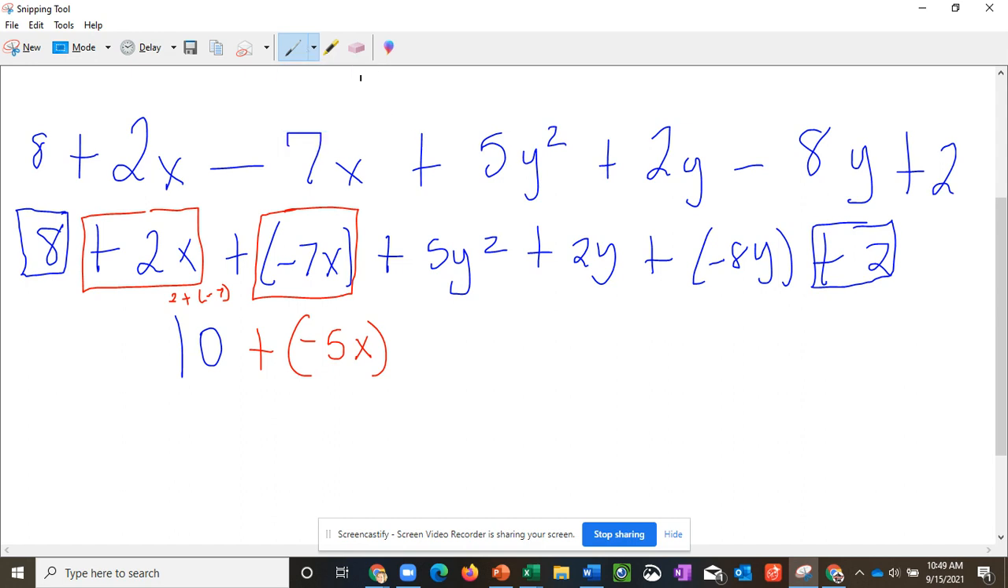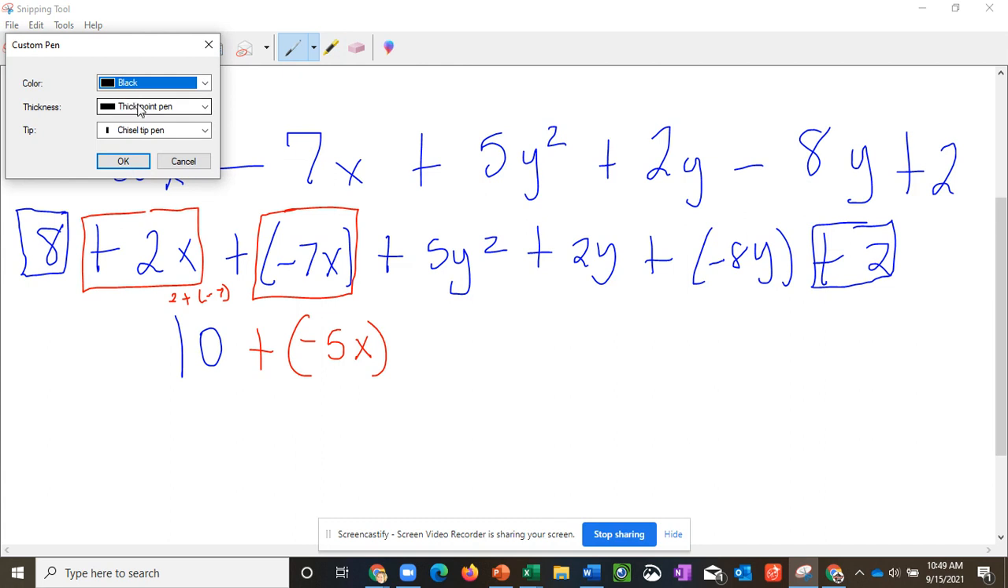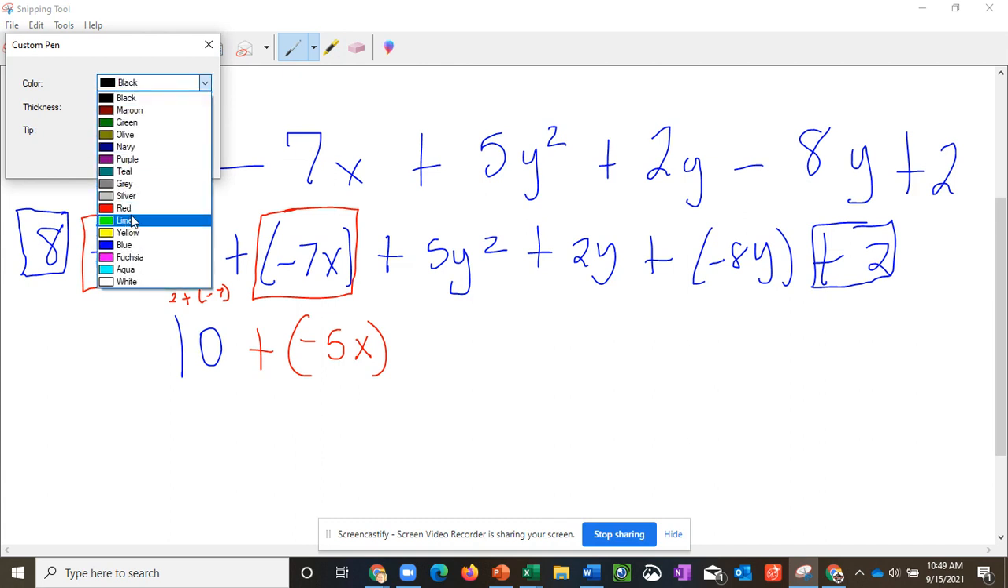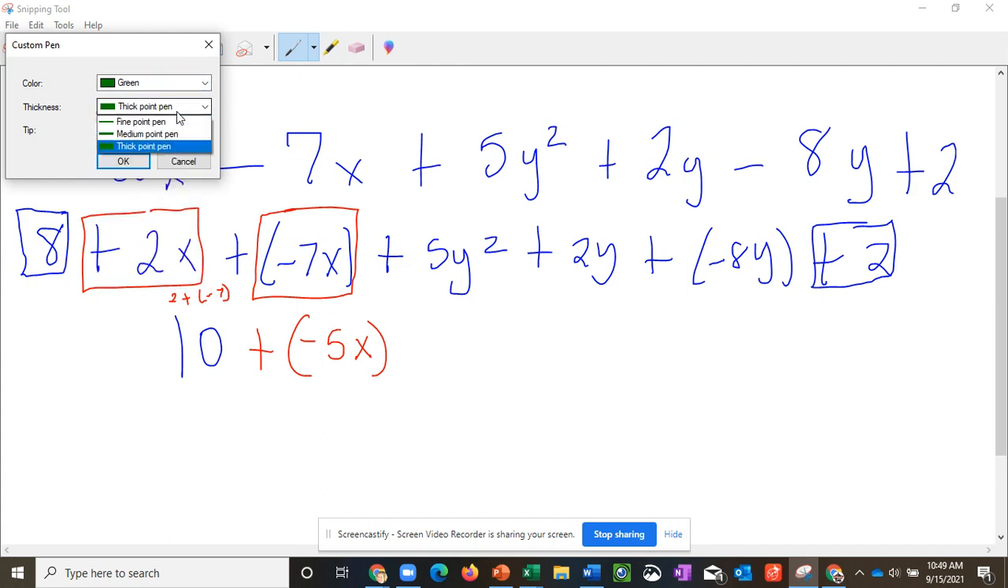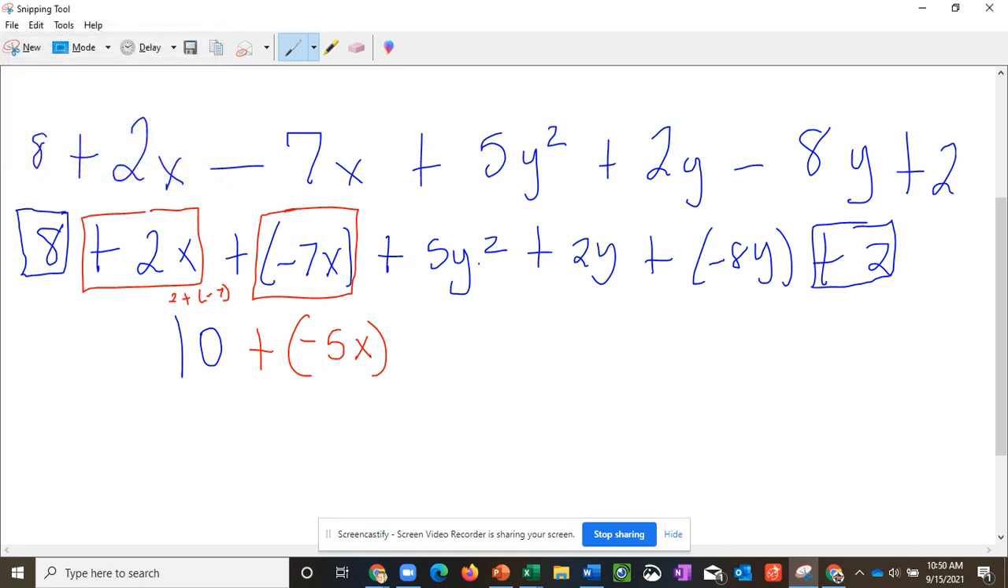And then let me get a custom pen out so that I can change my color real quick. Let's do this green. And there we go. All right, so now I'm going to look. Oh, I have a positive 5y squared. Do I have any more y squareds?